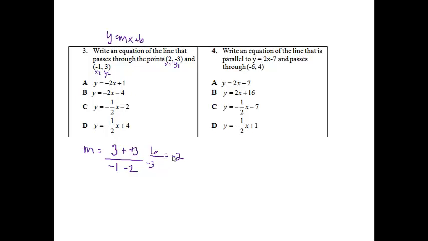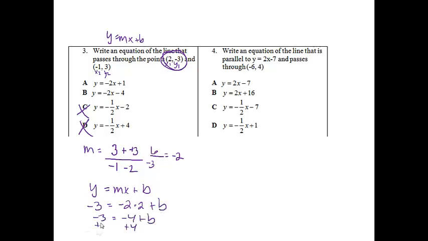So if I'm looking at the slope of -2, I can already cross off C and D because they have the wrong slope. And now if you recall, we're going to have y equals mx plus b. Just pick one of those points. I'm just going to pick the first one. My y would be -3. My m I just found out was -2. My x is 2 plus b, so I'll get -3 equals -4 plus b.